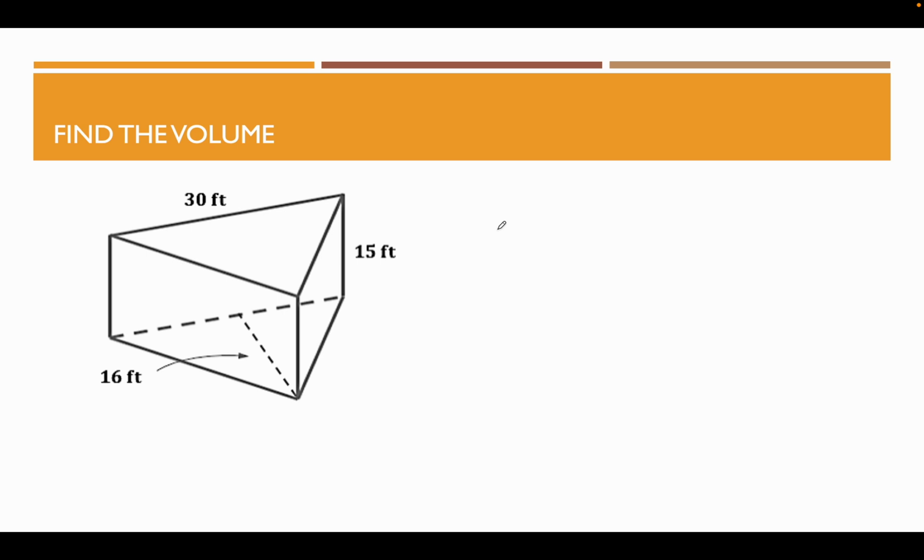Here's our next example in our notes. Now we need to be a little bit careful with this one because if you notice the last one had the triangle facing us, kind of like this. This one that we're looking at is sitting on its triangle. So it's kind of been standing on its base, which is the triangle.